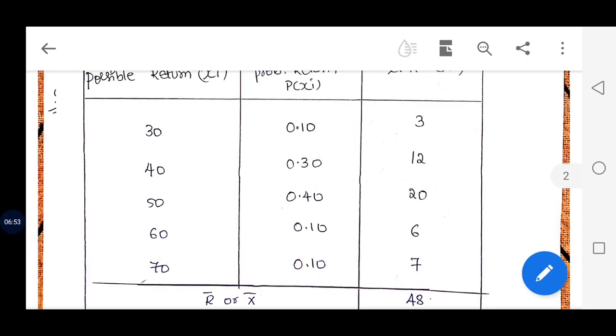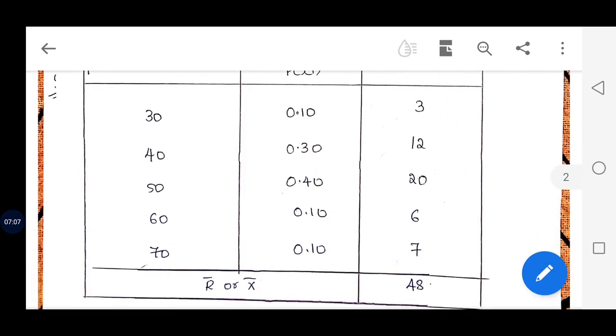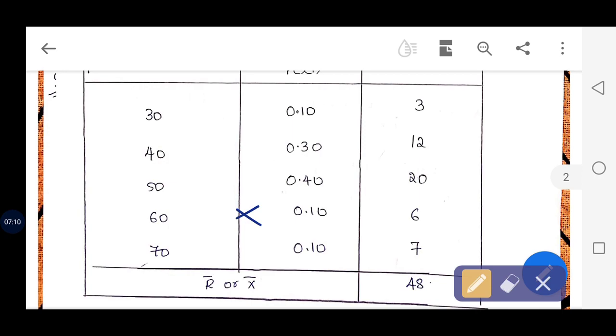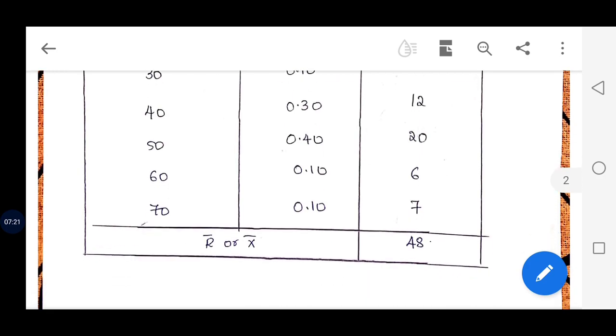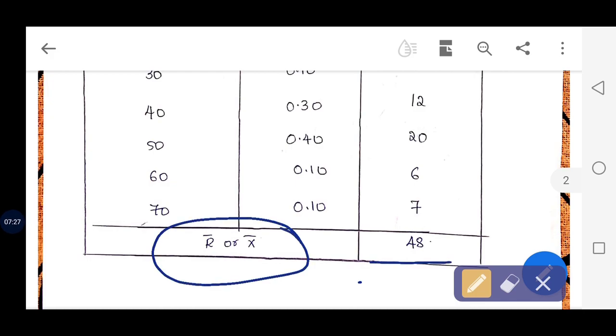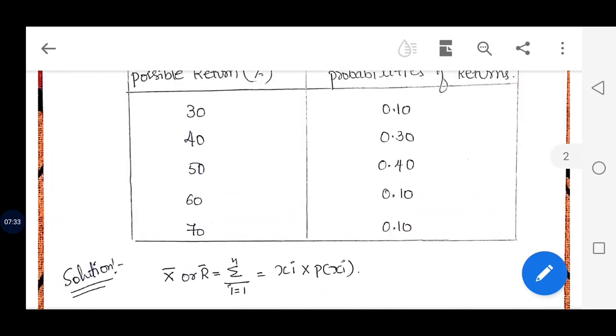The next step is simply to multiply these two. So 30 into 0.10 is 3, 40 into 0.30 is 12, 50 into 0.40 is 20, 60 into 0.10 is 6, 70 into 0.10 is 7. Next step is we have to add all these, simply doing the average, that is calculating the mean. So this is 48. So our total expected return is 48. This is the first step in the Harry Markowitz model.